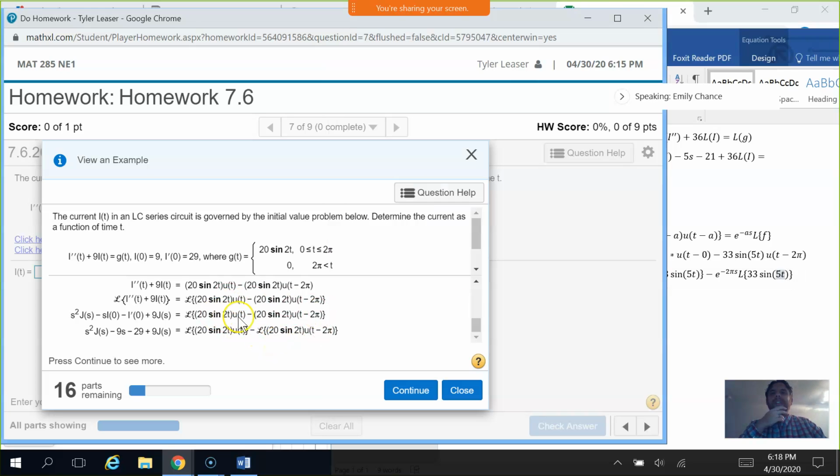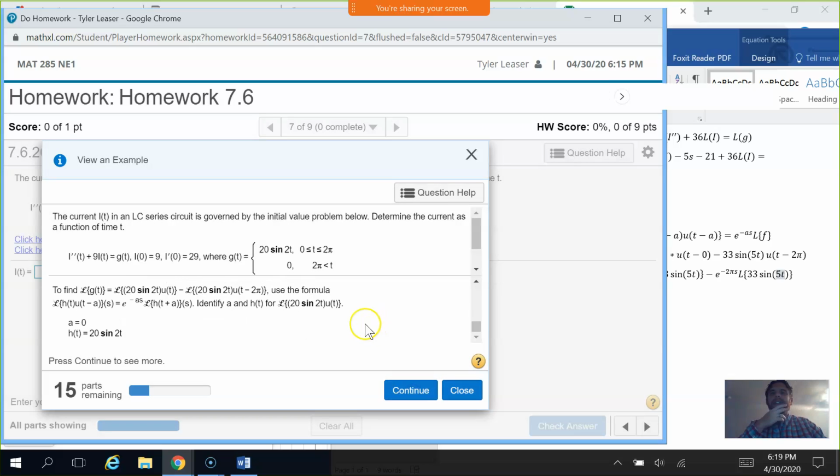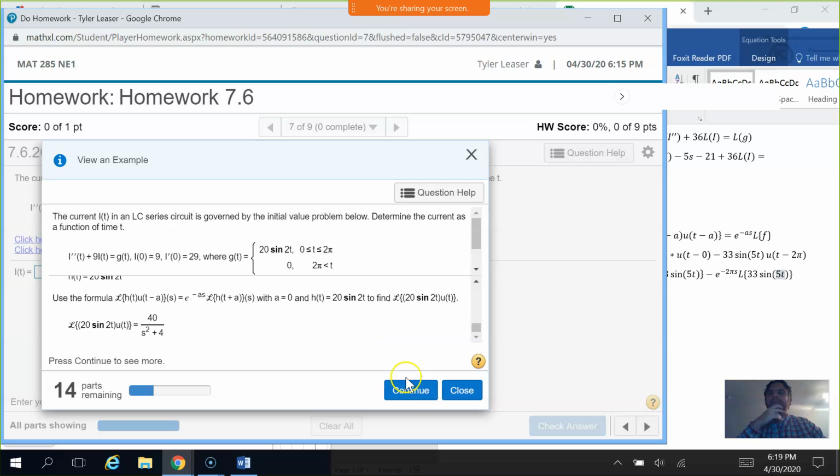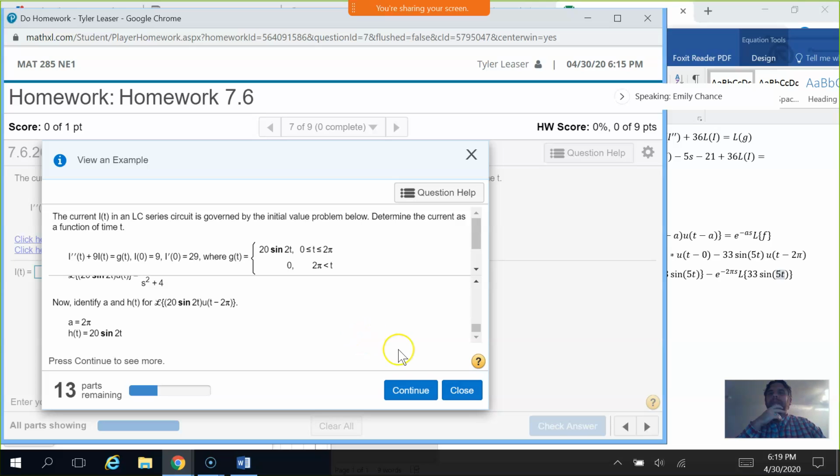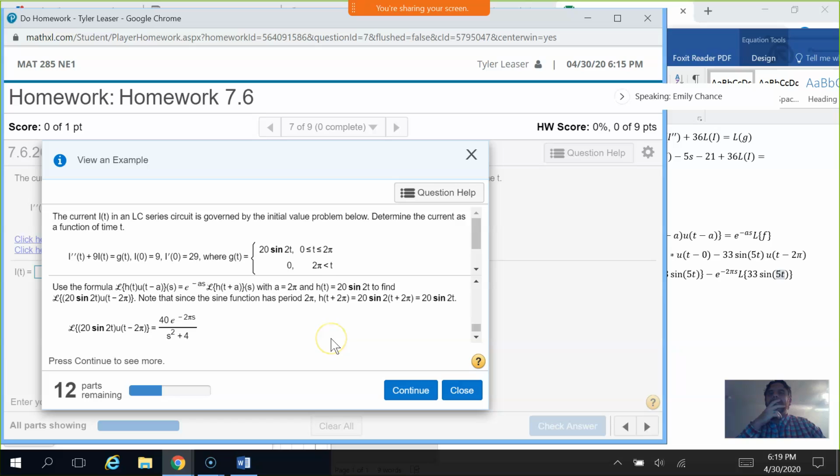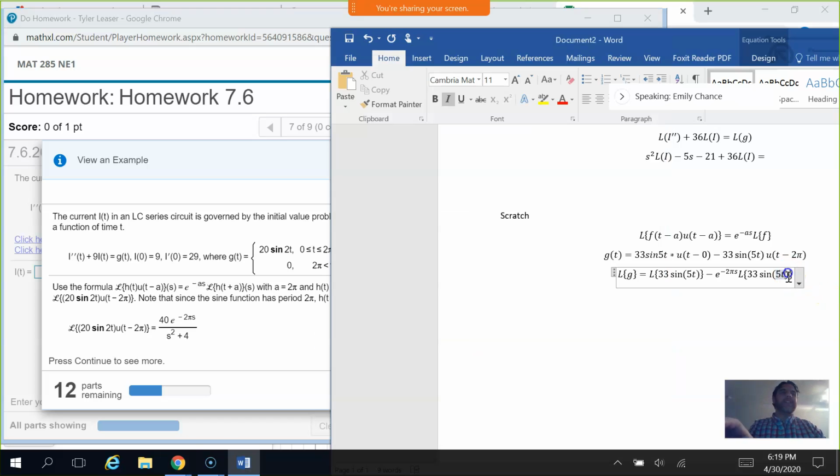It also doesn't find the Laplace transform of all this stuff right away. There's a lot of dots. Oh no, they do this part, t plus a. So they do the t plus 2 pi being plugged into there. Let me just keep going here, just to double check. Yeah, right there. Okay, I'm leaving it like I had it.